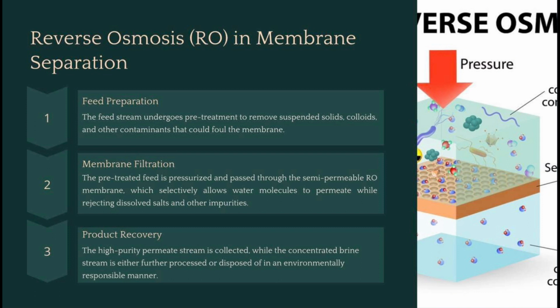Reverse osmosis is widely used for desalination of seawater and brackish water to produce drinking water and for industrial processes. It is also used for wastewater treatment, removal of contaminants from process water, and in various other applications where high quality water is required. Reverse osmosis is an effective and efficient method for water purification, offering high removal rates for a wide range of contaminants.